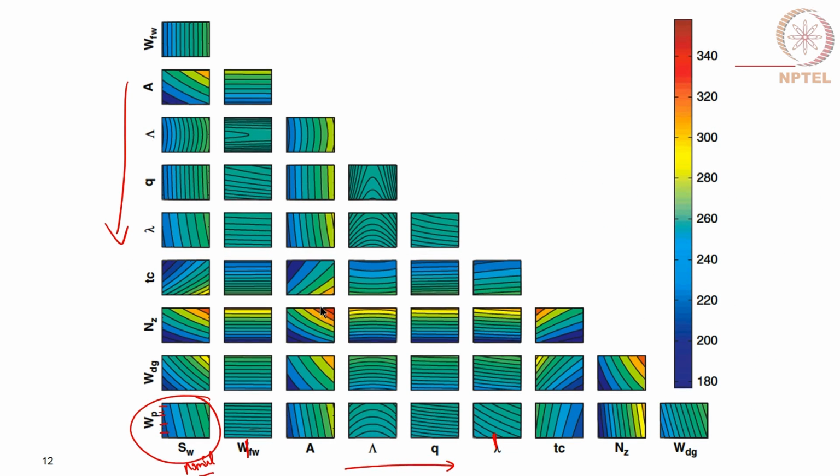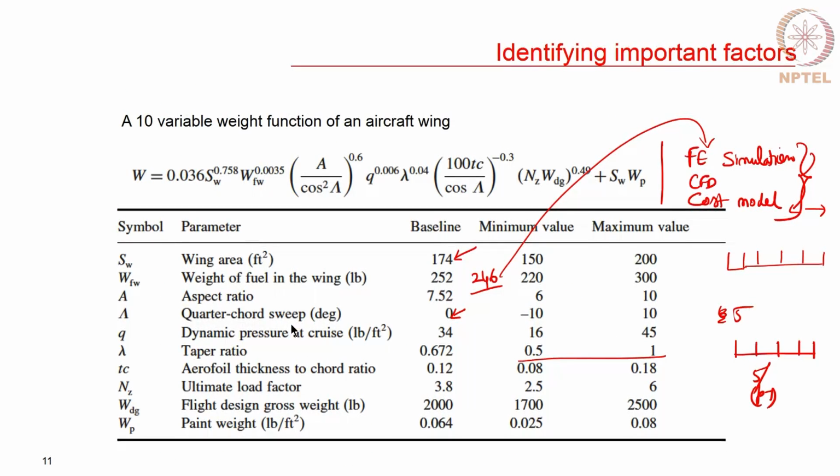Whereas, let us look at this particular stuff, because that is where the red is large. So, that is between A and NZ. What is A? The aspect ratio. What is NZ? The ultimate load factor. Depending on the shape, the aspect ratio also tells you the shape, or at least the size, if not the shape. That affects your load factor.